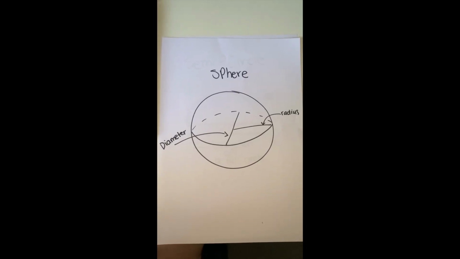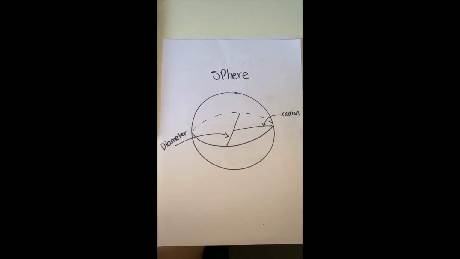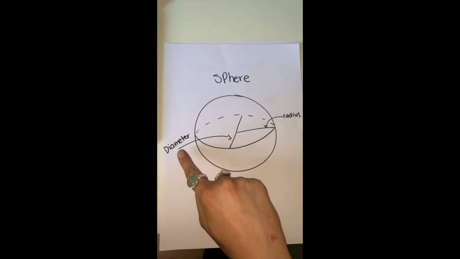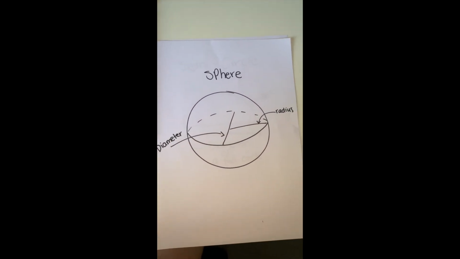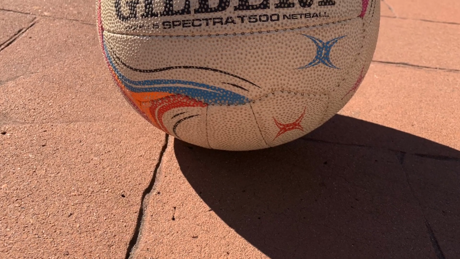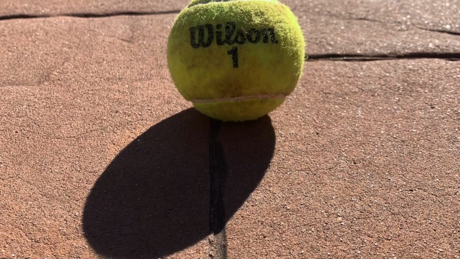The next shape we are looking at is a sphere. A sphere is a 3-dimensional shape that is the surface of a ball. Similar to the circle, a sphere can be measured by its radius and diameter. Children may identify spheres during sport in the form of a netball or a tennis ball.